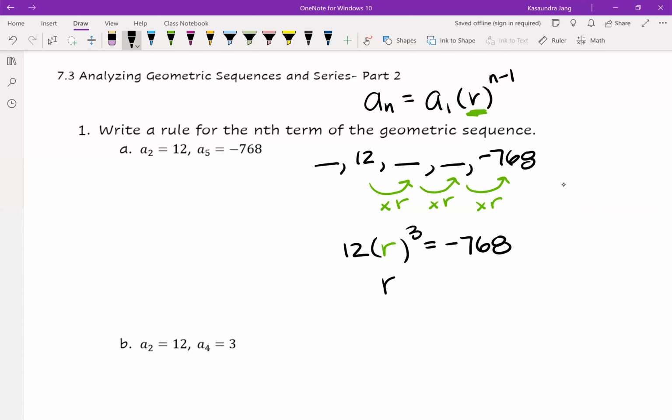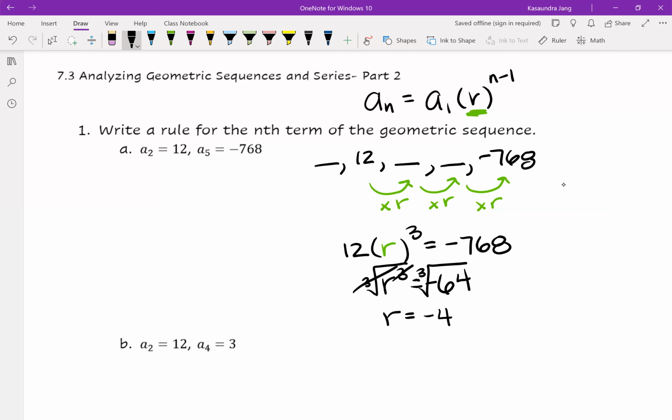And then I'm going to get rid of my cubed exponent with a cube root, just like you get rid of squared exponents with square roots. Cube root for my cubed exponent. Okay, so those are inverses. They're gone. I'm left with R equals whatever the cube root of negative 64 is. So let's see, I got a negative 4.